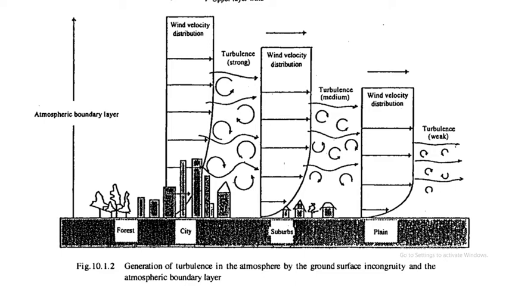In the suburb, turbulence is medium. Why? Because there is some distance between the buildings. Due to this reason, turbulence is medium in the suburb, whereas on the plain turbulence is weak, with more space. Turbulence is nothing but zigzag or circular movement of air in the atmosphere.